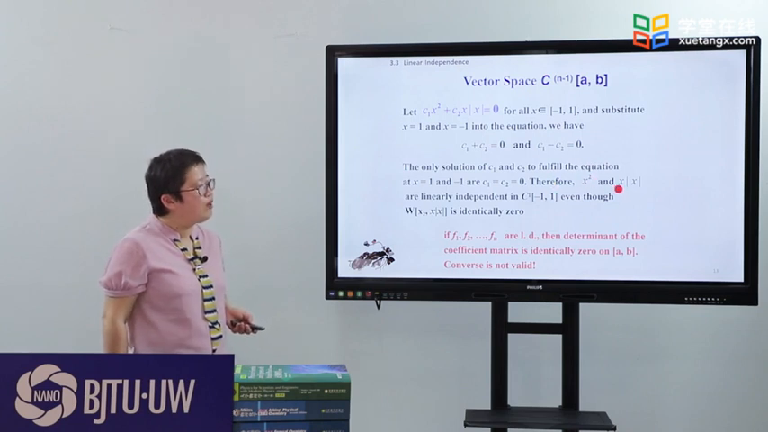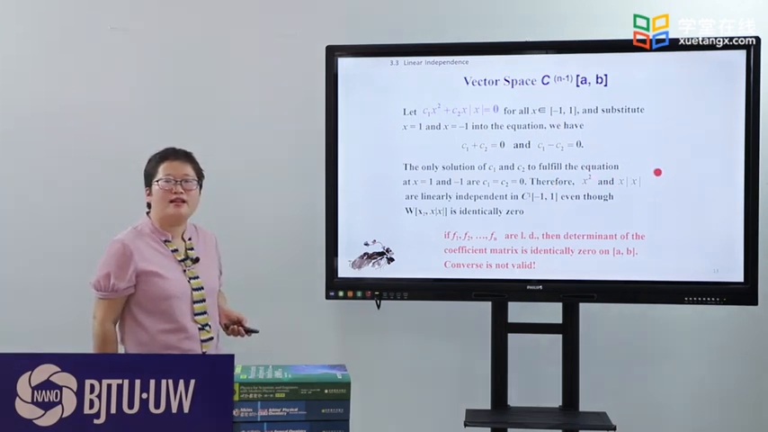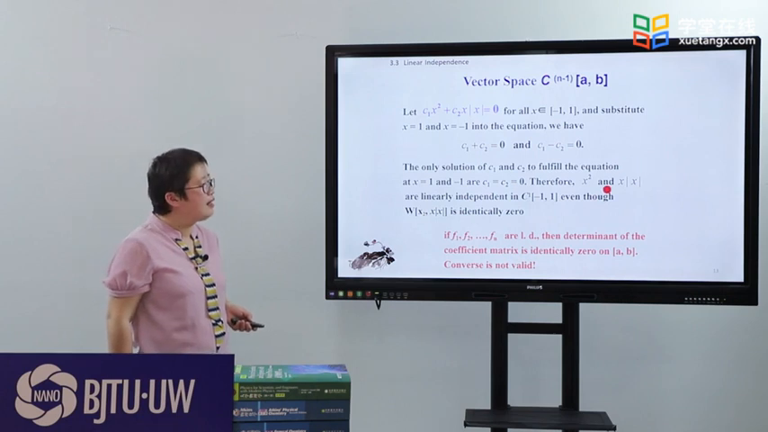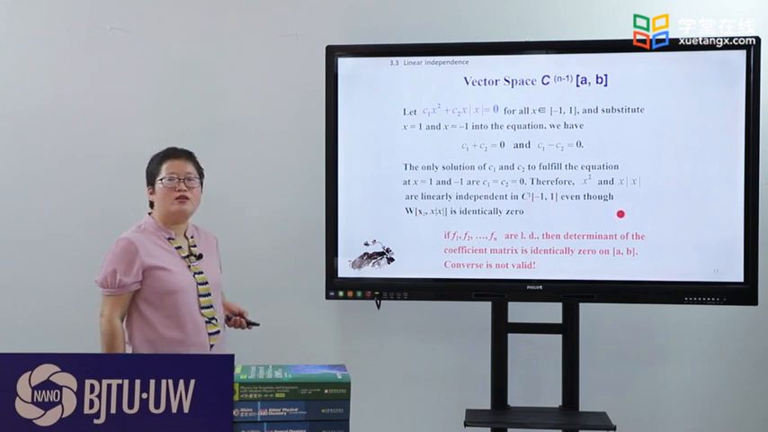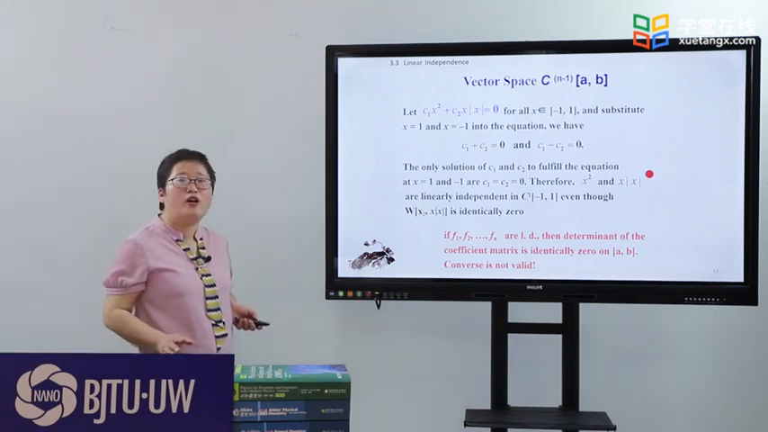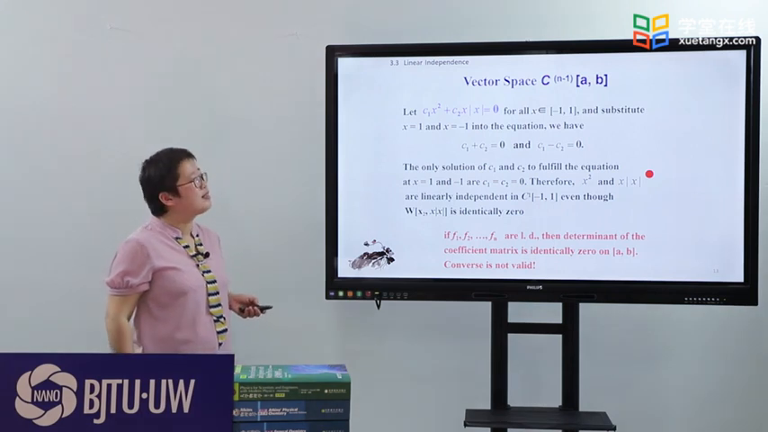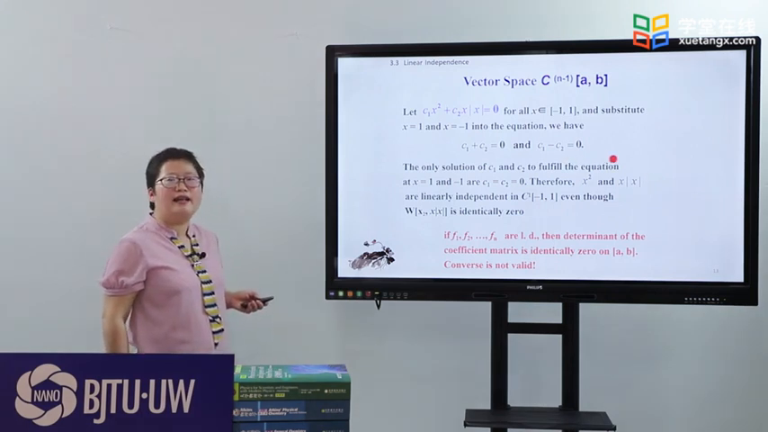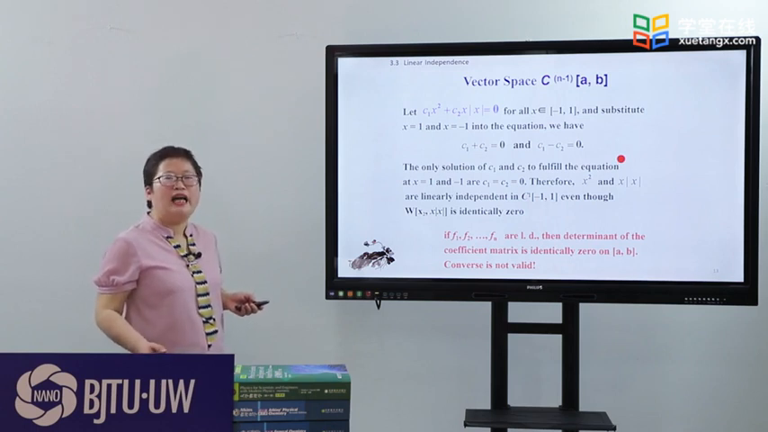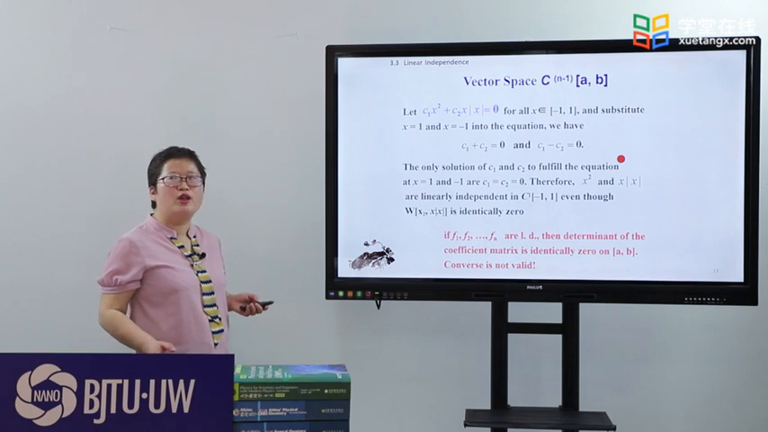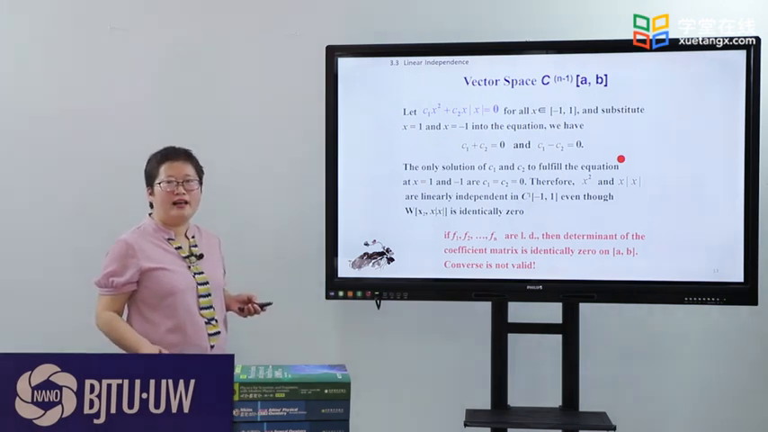Therefore, these two functions, these two vectors in this space, are linearly independent, although their Wronskian is identically 0. So the Wronskian being identically 0 does not mean these vectors are linearly dependent. Okay, we can only say that if the Wronskian is not 0 at some point, then the vectors are linearly independent.